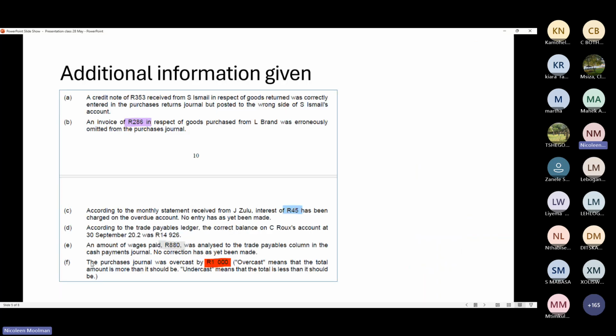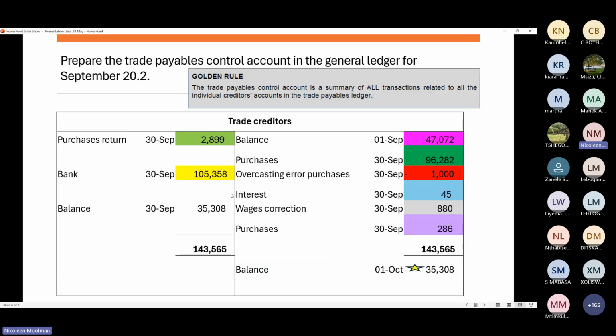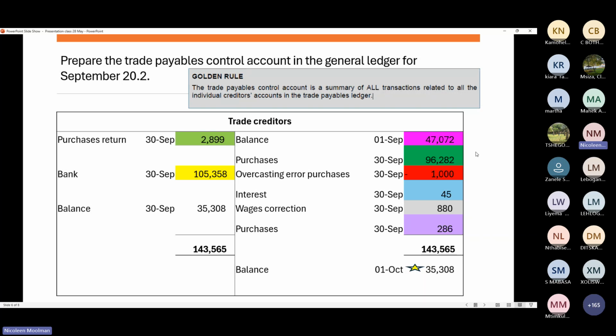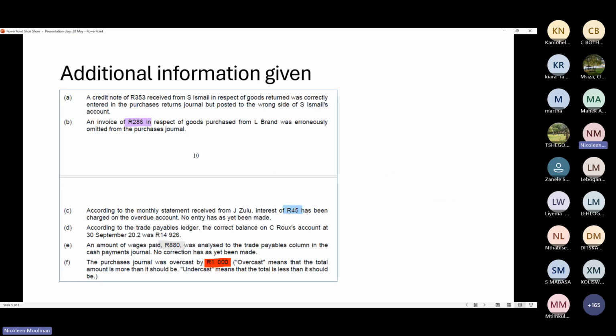And I just want to show you where I got that. The purchase journal was overcasted. So the 96282 was wrong. It's too much. So we need to reduce that number by 1,000 Rand.